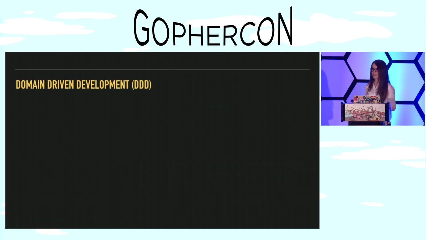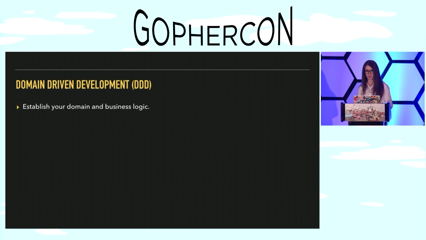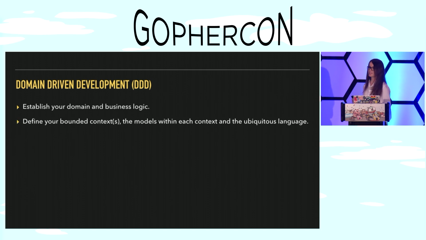So what is DDD and how does it work? Well, first of all, it makes you think about the domain that you're dealing with and all the business logic in your app before you even write a single line of code. So you define your bounded context, that's a formal term used in DDD, and then the models within each context, and the ubiquitous language, which is another term used in the DDD world.